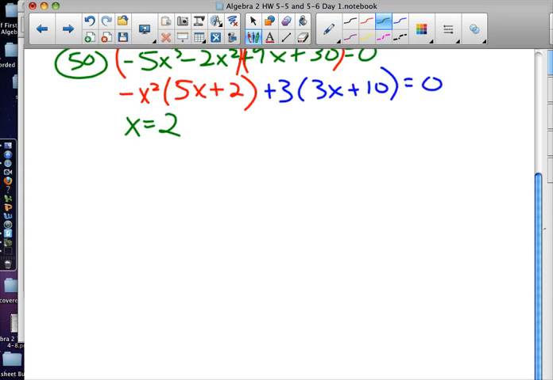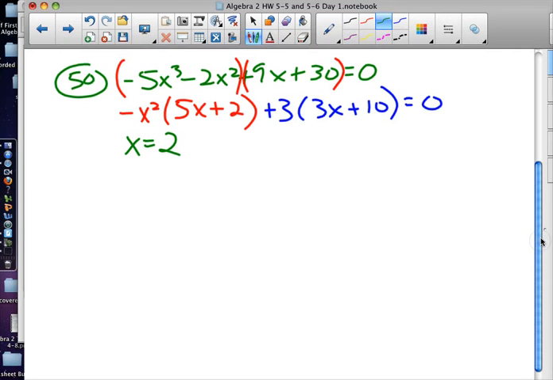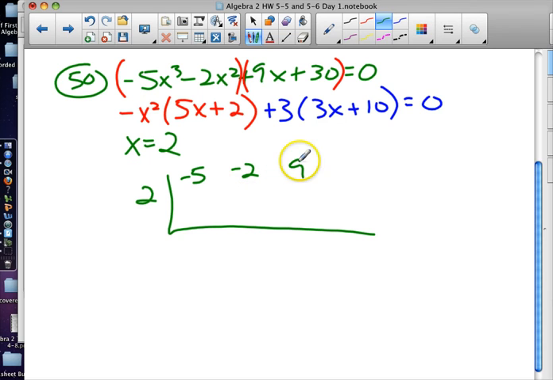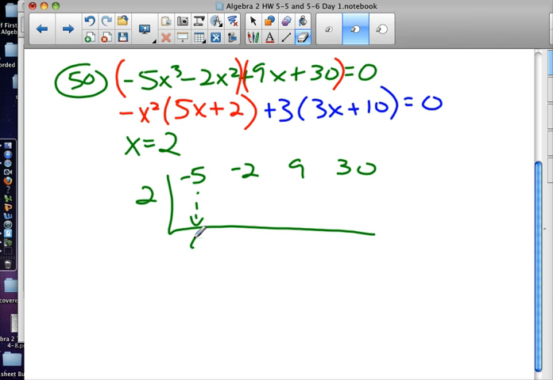So what I need to do is some synthetic division or substitution, either name, it depends on what you're using it for. This time we're using it for division. And I have my negative 5x cubed minus 2x squared plus 9x plus 30. It is in standard form and there's nothing missing. So I'm going to write down those coefficients, and I am going to hopefully find out that this divides perfectly into this polynomial.